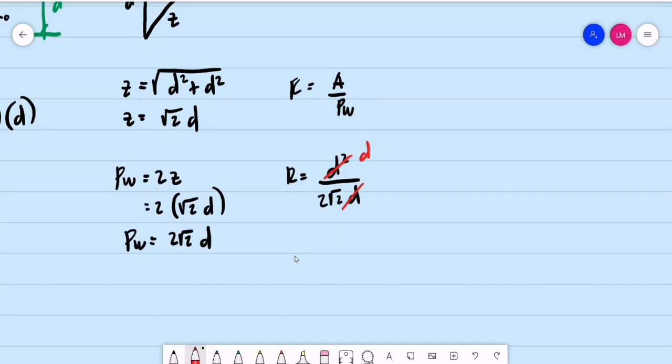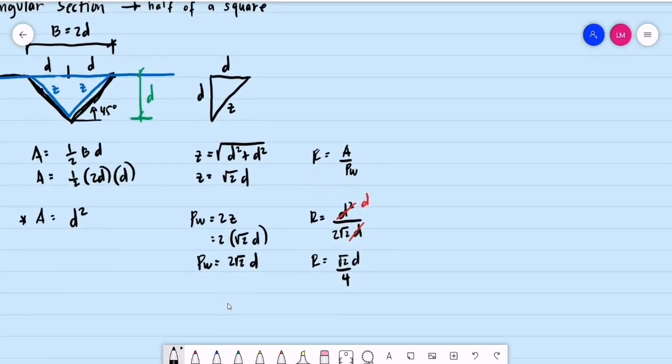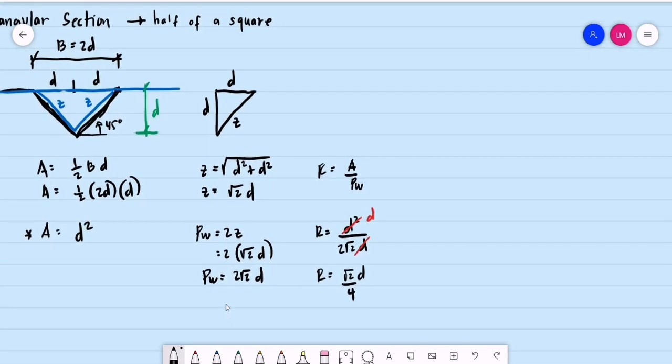Okay, the equivalent of the hydraulic radius for the most efficient triangular section is now simply equal to the square root of 2 over 4 multiplied by the depth of flow. So these are the properties for the most efficient triangular section.